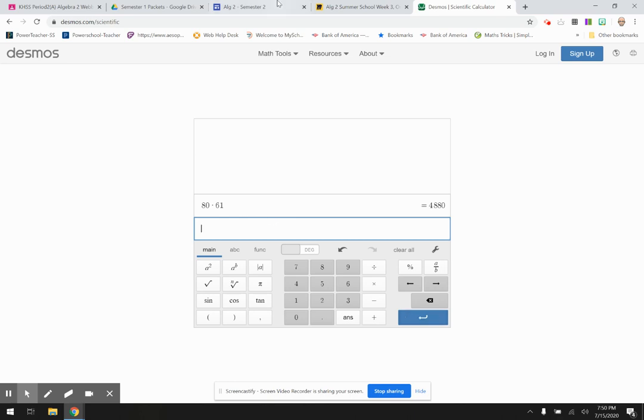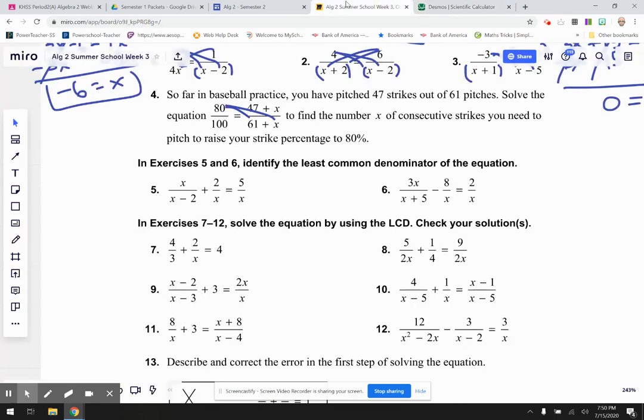Okay, so let's go back to here. So I'm going to put this over here, 4,880. And that's the 80 times 61. We also have to do 80 times x. So that would just be 80x. Then we got to do 47 times 100. Well, that's easy, 4,700. And then it's 100 times x, so 100x.